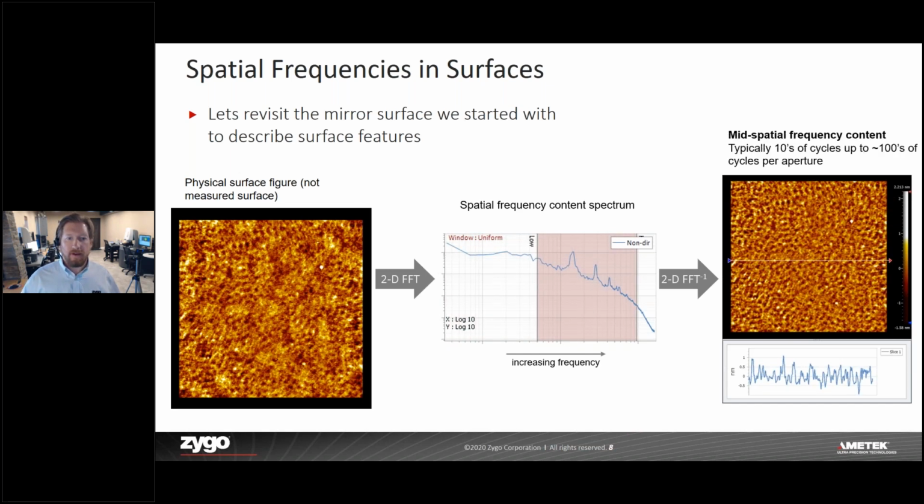And if we look now at the middle portion of the spatial frequency band, and again we do an inverse Fourier transform, we see much more quickly varying information, smaller features. Here we would typically call this mid-spatial frequency content. These are features that are typically tens of cycles up to hundreds of cycles per aperture.